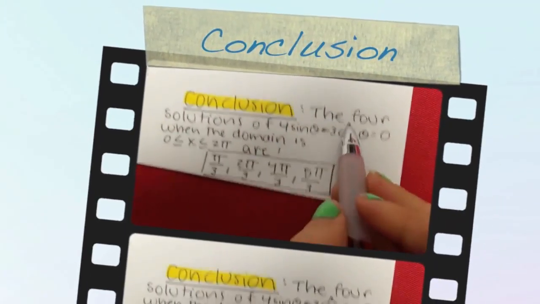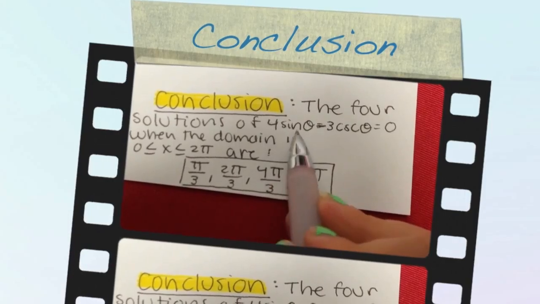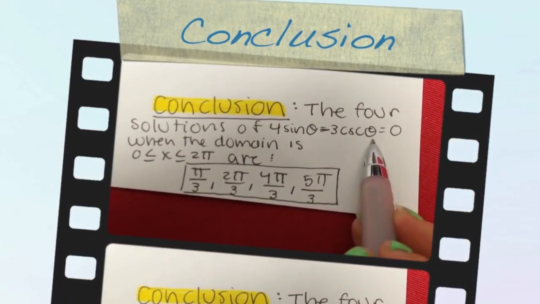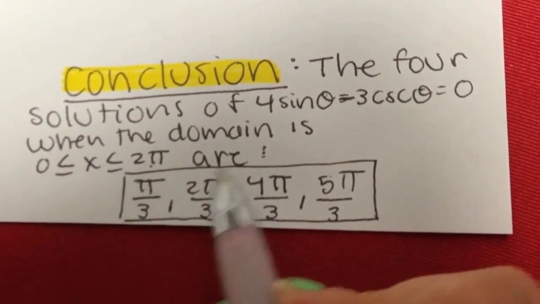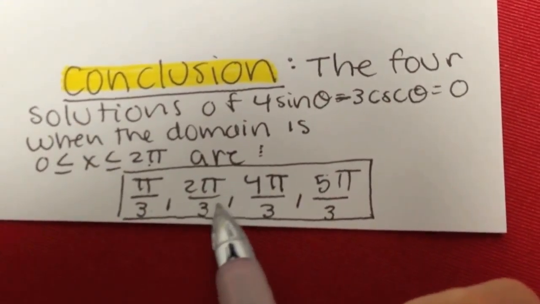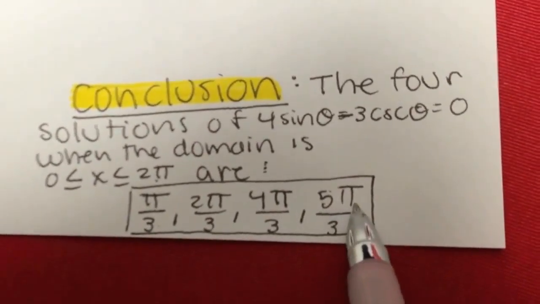In conclusion, the four solutions of 4 sine theta minus 3 cosecant theta equals 0 when the domain is between 0 and 2 pi are pi over 3, 2 pi over 3, 4 pi over 3, and 5 pi over 3.